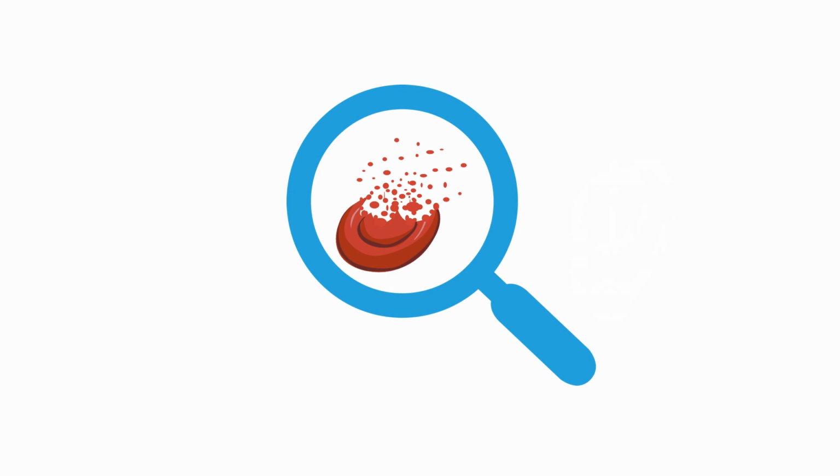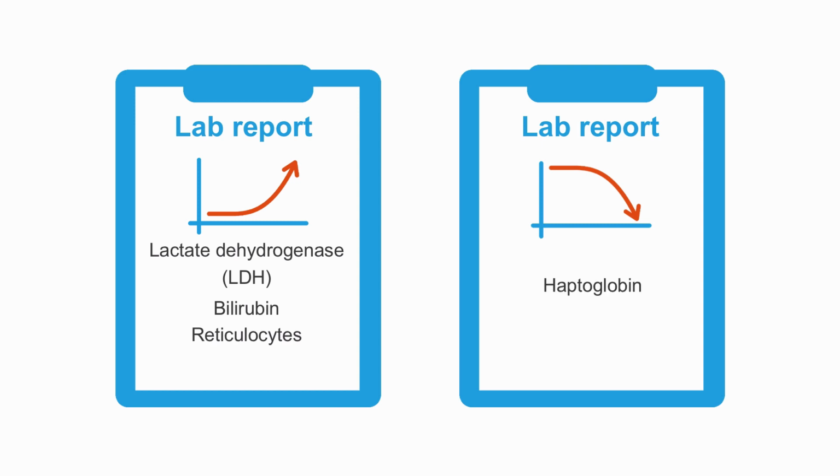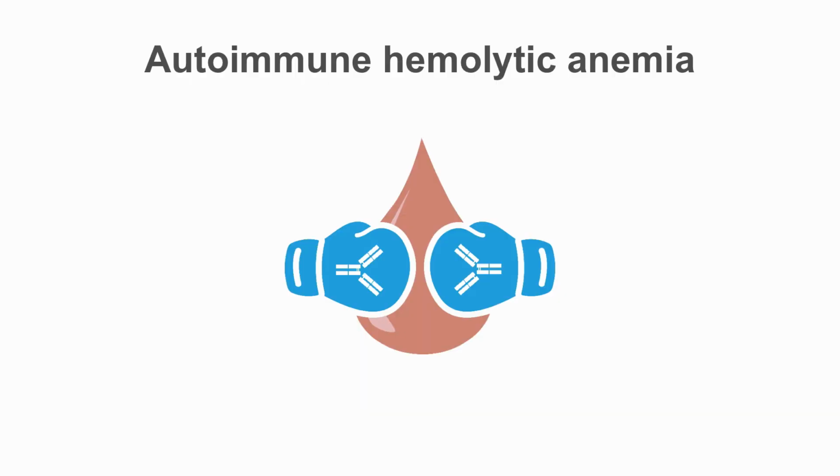So what lab findings can help you diagnose hemolysis? If hemolysis is present, you'll find elevated LDH, elevated bilirubin, reticulocytosis, a decrease in haptoglobin, and if intravascular hemolysis is present, you should see a significant elevation in free hemoglobin and hemoglobinuria. Once you see laboratory findings suggesting hemolytic anemia, you should immediately consider the most common cause of hemolytic anemia in adults, autoimmune hemolytic anemia.